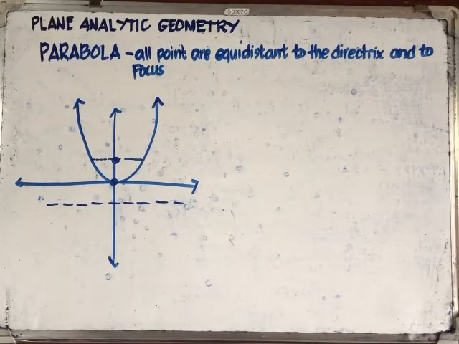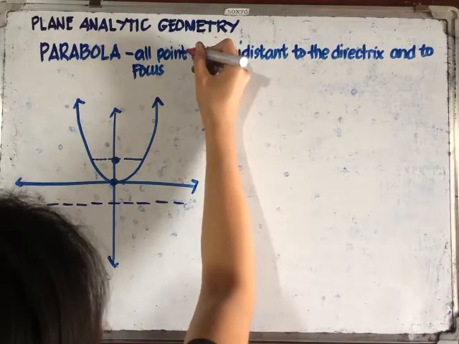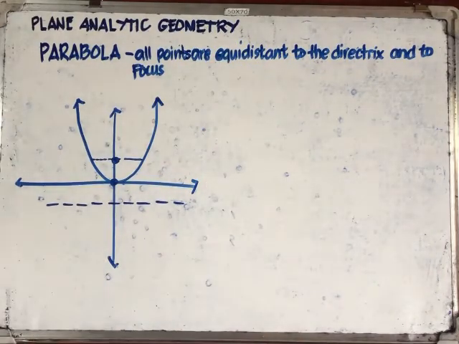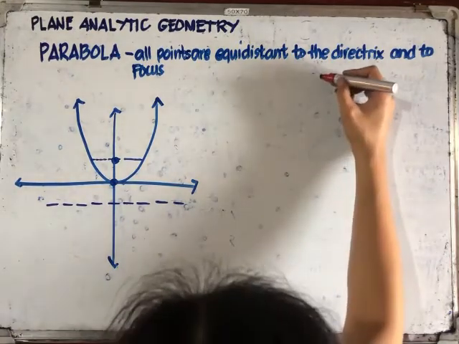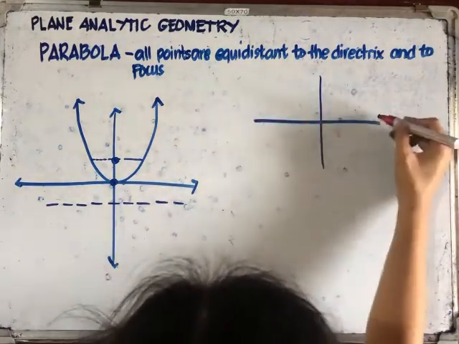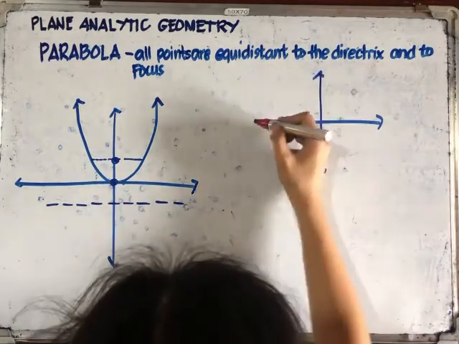This is the parabola. A parabola is a conic section or a locus of points wherein all the points would be equidistant to the directrix and to the focus. So, ang parabola natin, posibleng iba-iba yung opening niya. Let's say, ito yung quadrant natin.